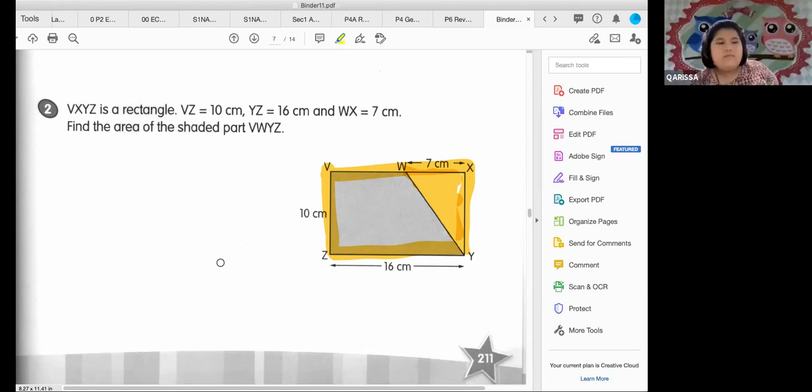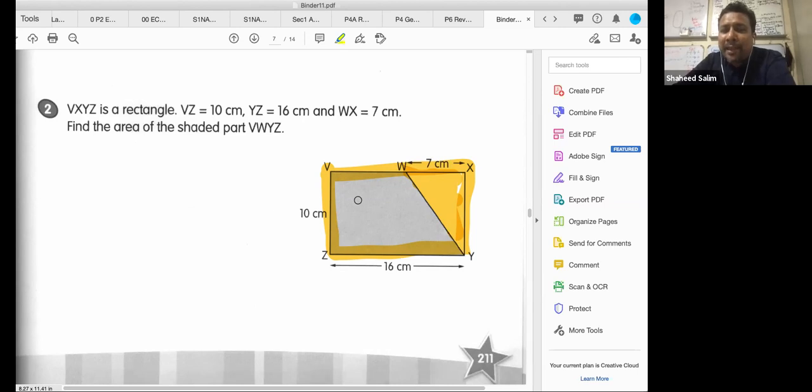Putra, you got your rectangle area correct, but why you minus 7? 7 is only the length, you know. You must minus the area of the triangle. Do you remember how to get the area of the triangle? Half times base times height. And you cannot just take area minus length because the area is in cm square. This one in cm cannot minus that way.